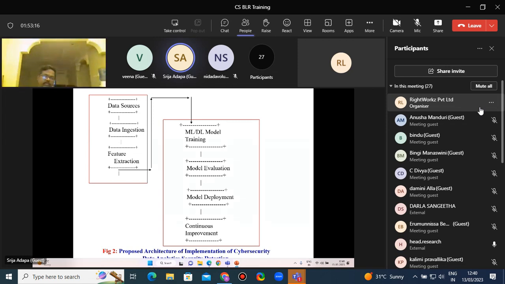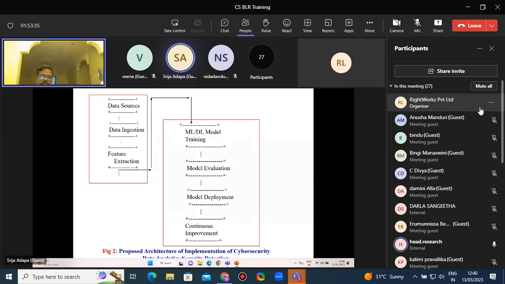Next one is feature extraction. This component involves extracting meaningful features from the raw data, which can include the IP addresses, protocol types, packet sizes, and other relevant data points. Next one is ML and DL model training.